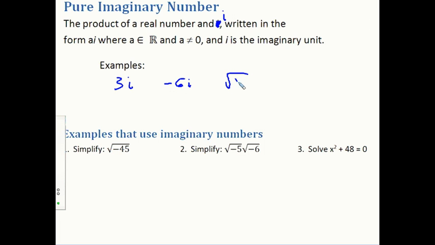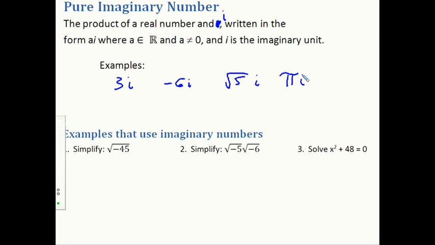We could say the square root of 5 i. We can have pi i. So any real number multiplied times i. And those are examples of pure imaginary numbers. And again, we'll get into other imaginary numbers that we wouldn't call pure imaginary numbers. And then we have a few examples here where we're going to be using imaginary numbers.